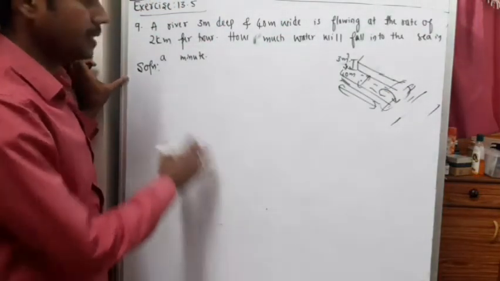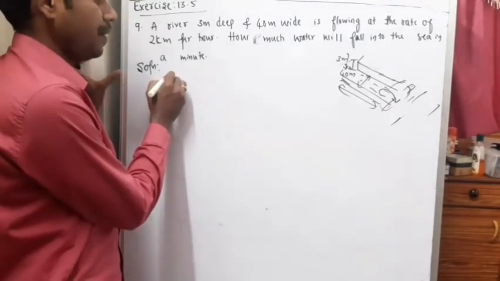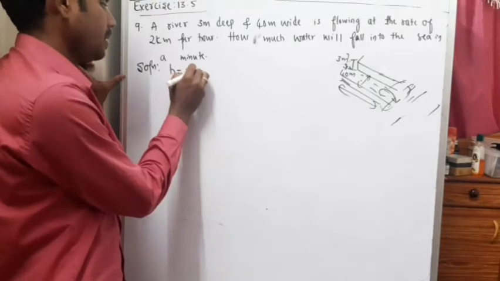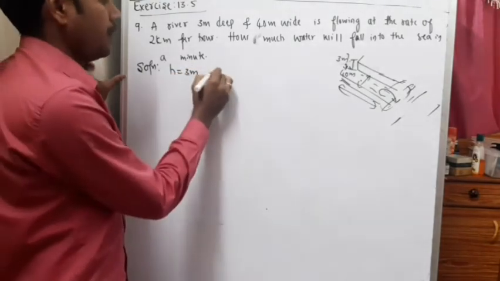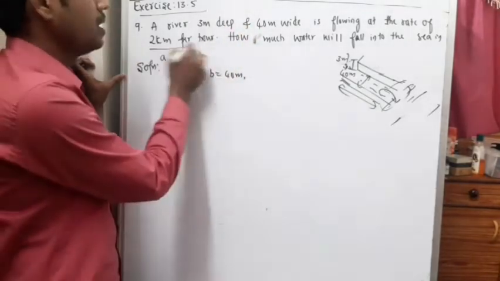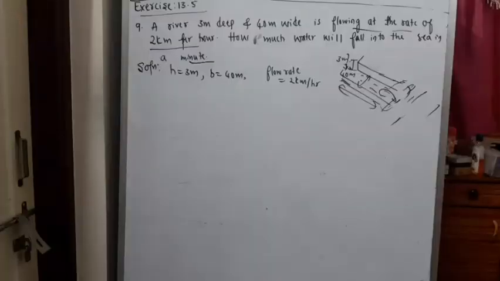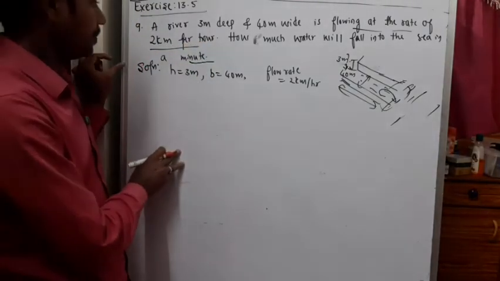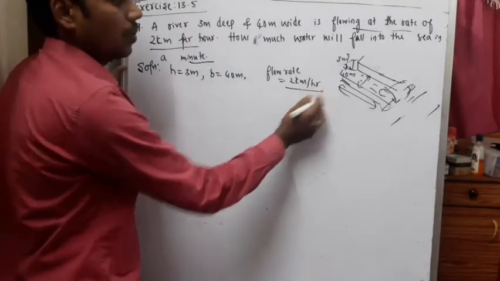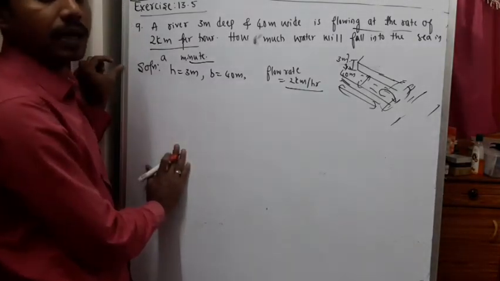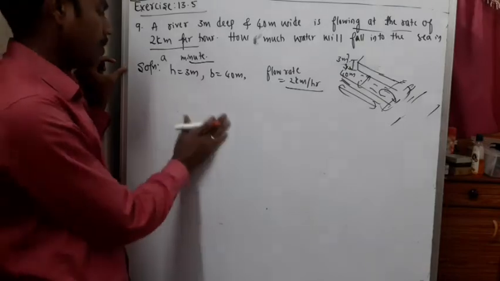How will we calculate? First we will note down: height is 3 meter, that is deep, and breadth is 40 meter. Length we don't know, it is given in the form of a flow rate. So flow rate is given, what is that? 2 km per hour. What we need is the flow rate in terms of meter. Okay.